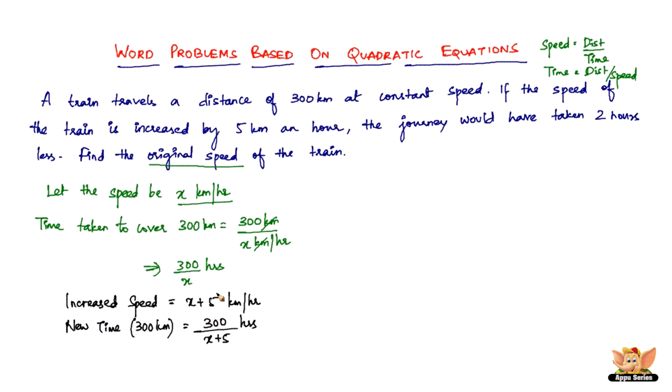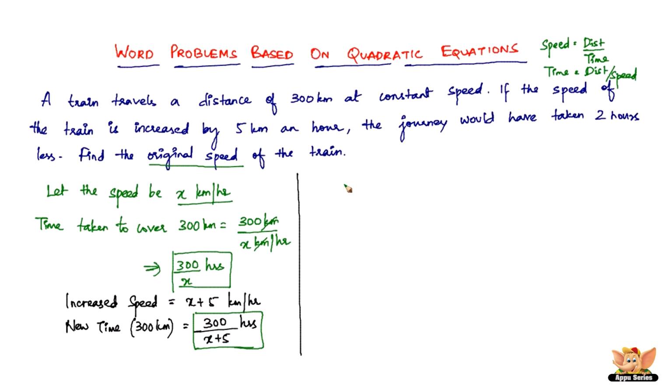Now, if the speed of the train is increased by 5 kilometers per hour, the journey would have taken 2 hours less. This is a very important thing in the problem, because this is where you get to form the equation. What it practically says is that this time is 2 hours lesser than the other, or in other words, the difference between these two times is 2 hours.